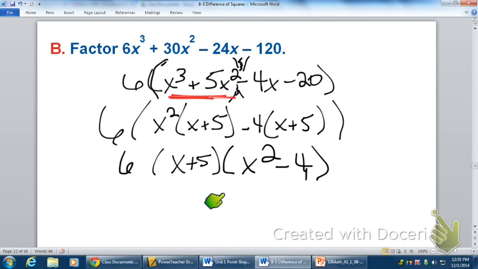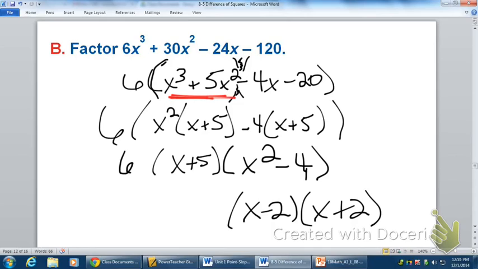That's factored. Can we factor this? Yes, sir. That's a perfect square, x squared and minus 4. Those are perfect squares. So, all we need to write down is your x minus 2 and your x plus 2. Now, what is left? Well, look at all that stuff to the left. I got x plus 5, then you got your 6. And that would be your answer.